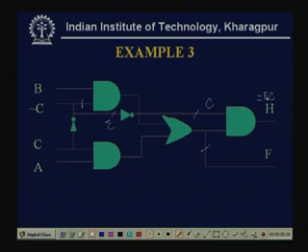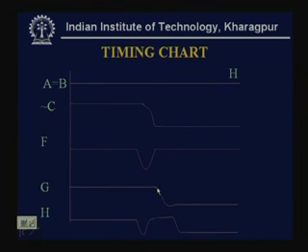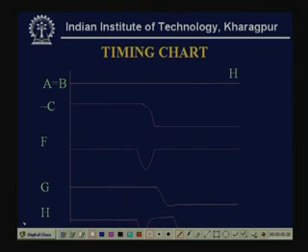Now, if we consider the timing diagram, first again I am considering that A and B are high, that means A equal to B equal to 1. Now, the complement of C. Initially C is 1, now it is switching from 1 to 0.